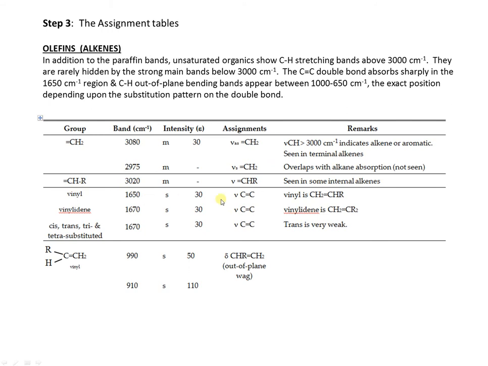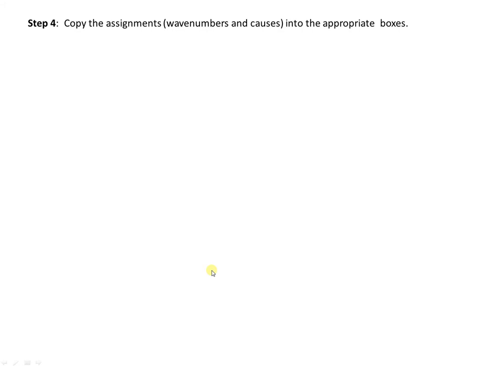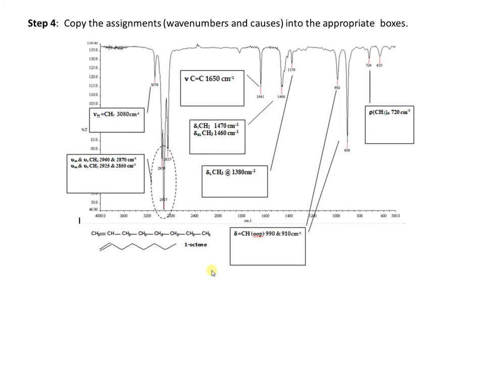The vinyl group, CH2 double bond CHR, that's our vinyl group on the end of a carbon, has a carbon-to-carbon stretch at 1650. And there are different absorptions for cis-trans tri-substituted. We'll talk about those later. Finally, there are some bends that occur. The bending of this vinyl group gives rise to 910 and 990 absorptions for this particular structure, CH2 double bond CHR, which is exactly what we have right on the end. So we can copy these assignments onto our scan.